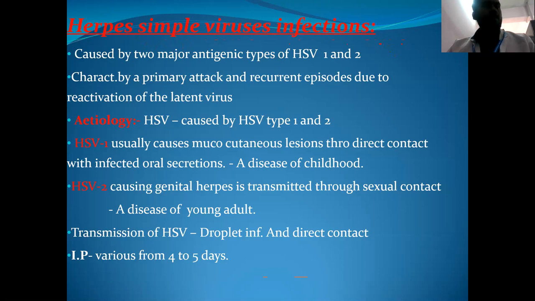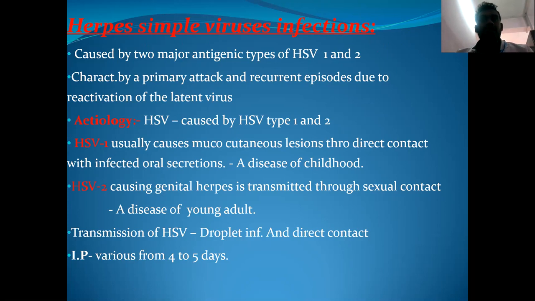Then herpes simplex virus is the next infection which we have to see. It's one of the very common infections seen in patients coming to the skin clinic. It is caused by two major antigenic types, HSV type 1 and HSV type 2. It is characterized by a primary episode, which has systemic features such as fever and myalgia. Recurrent episodes generally are asymptomatic, and are due to the reactivation of the latent virus.